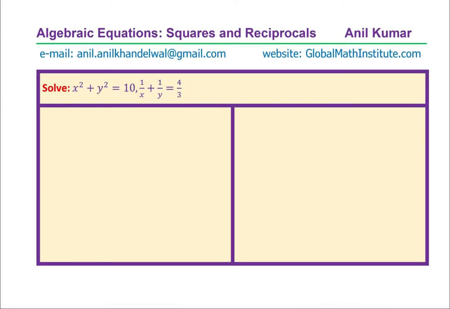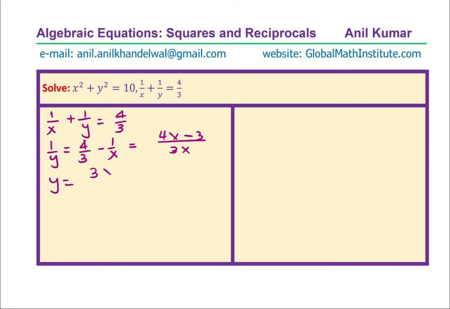So the question once again here, question number 2 for you. We're looking into the solution of question number 2. You're given 1 over x plus 1 over y equals 4 over 3. You can isolate y from here. So 1 over y equals 4 over 3 minus 1 over x, which could be written as 4x minus 3 over 3x. And that gives you the value of y as 3x over 4x minus 3.